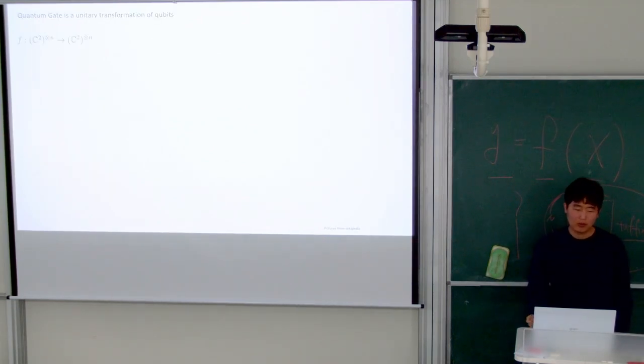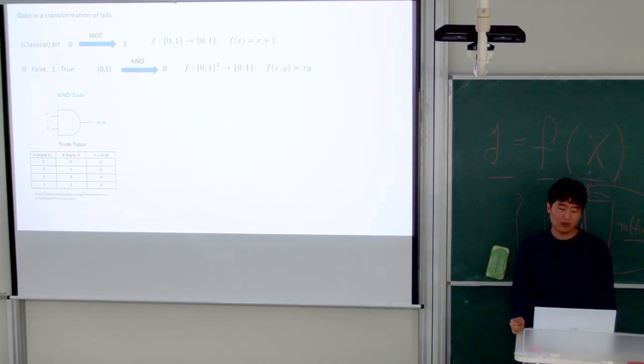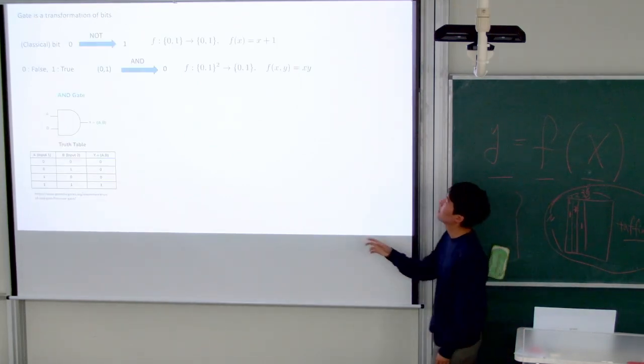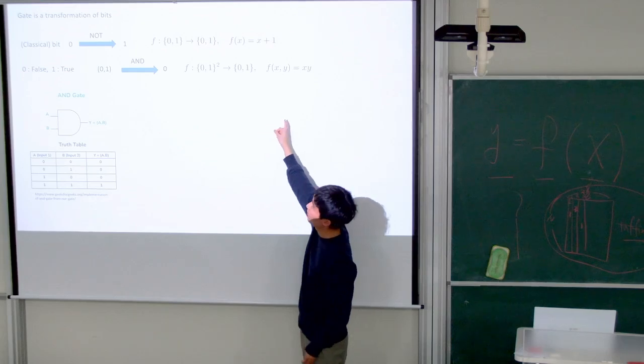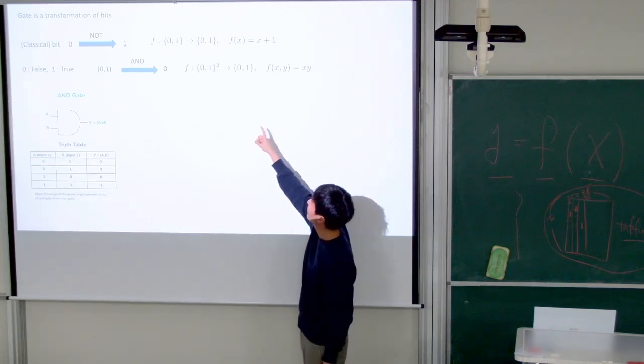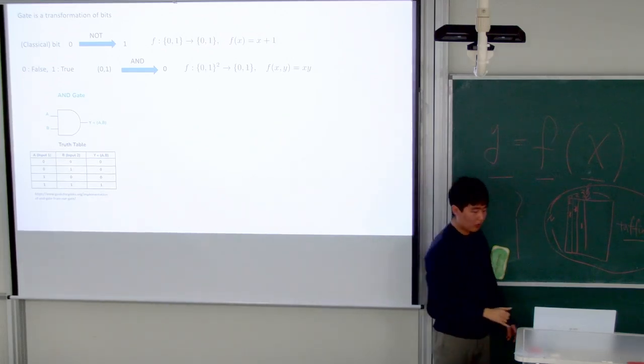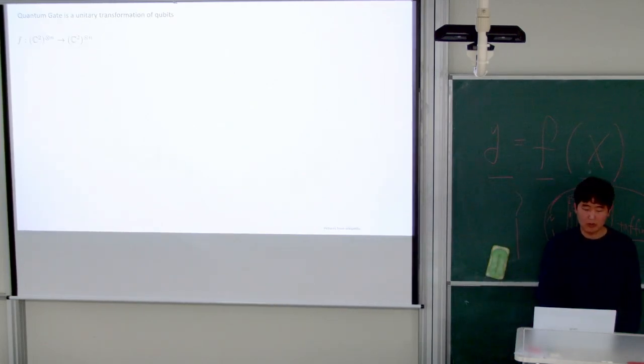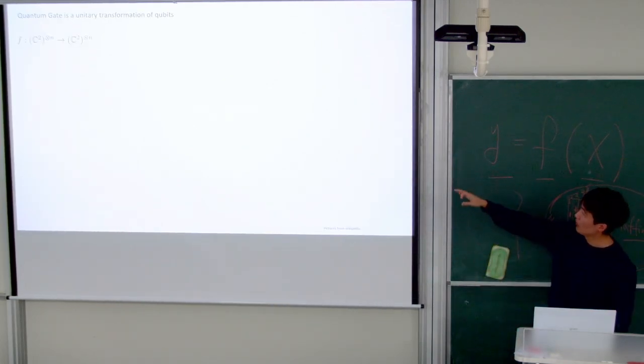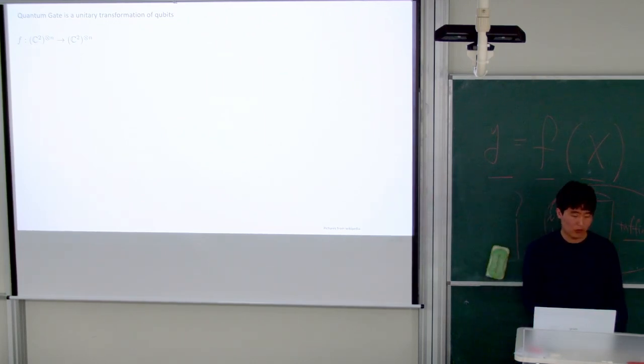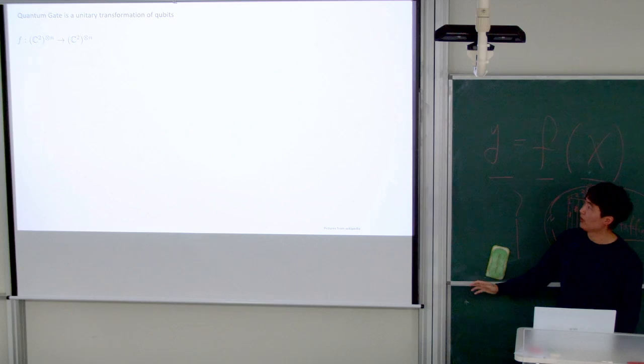So now let's go to quantum gates. Unlike the classical gate, where the domain and the range can be different, in the quantum case, they should be the same. In other words, it should be an action on the n-fold tensor product of C^2, so the n-qubit space, and it should be unitary.